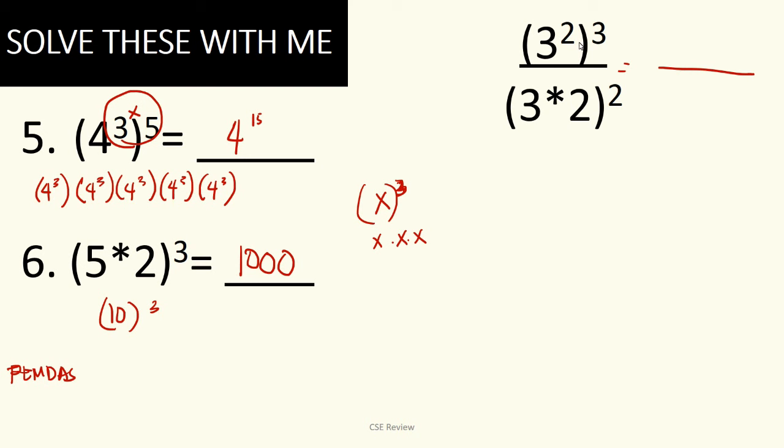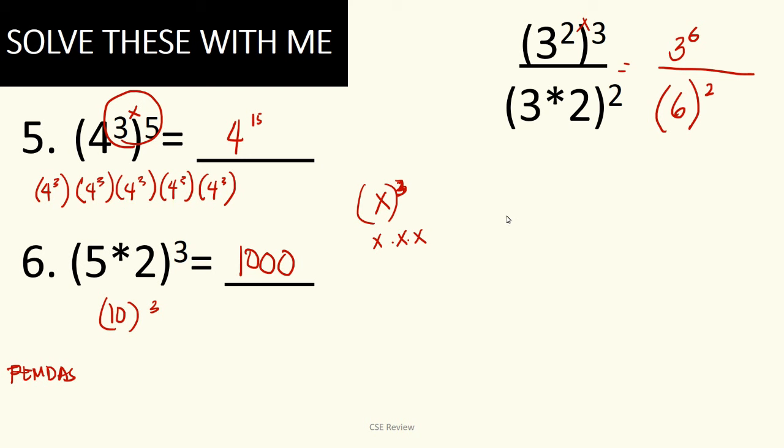Sa taas, you have 3 raised to 2. Tapos, i-raise mo pa siya sa 3. So, ang gagawin natin is 3, tapos 2 times 3, which is 6. Dito sa ilalim, you have 3 times 2, which is actually 6. And then, you have squared. Okay? So, 6 squared. Ngayon, do I need to multiply 3 6 times tapos i-divide ko siya sa 36 in case na ang options are entire numbers? I'm going to show you another trick that I do.